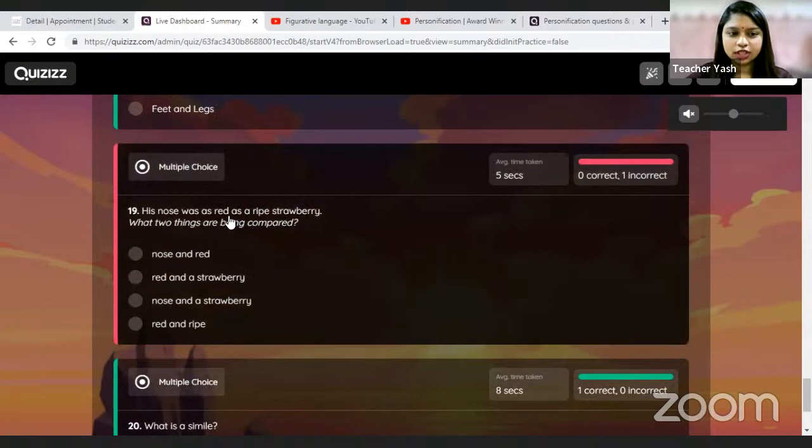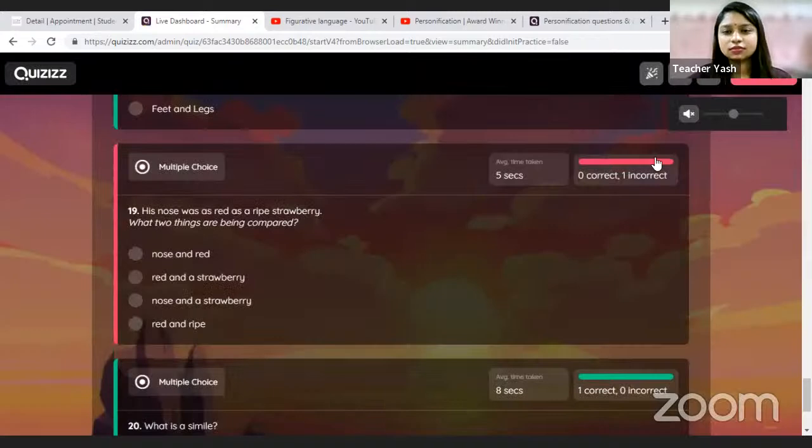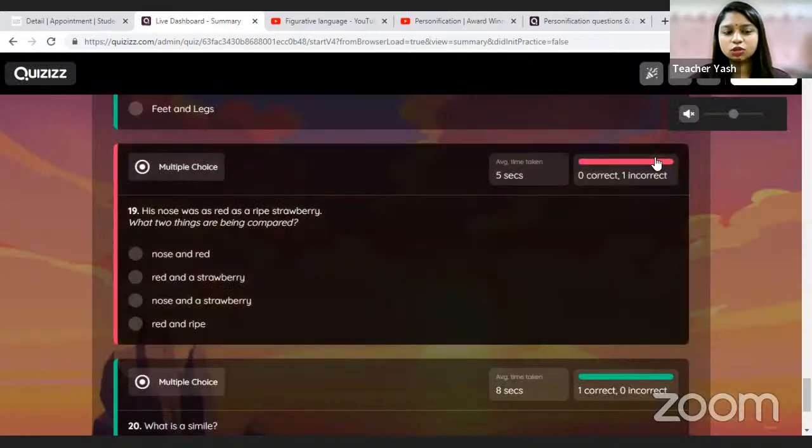His nose was as red as a ripe strawberry. What two things are being compared? Nose and a strawberry. Of course not red and strawberry. Oh yeah, because you get confused with the color. No, it's about nose and a strawberry.